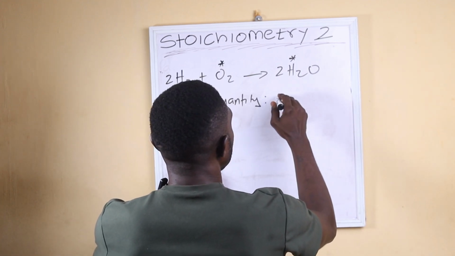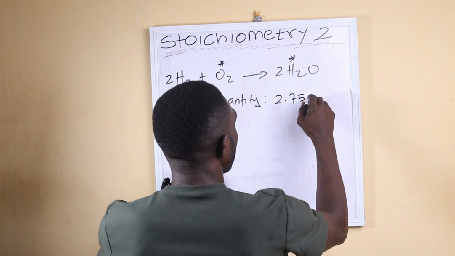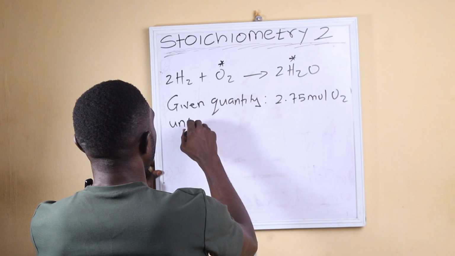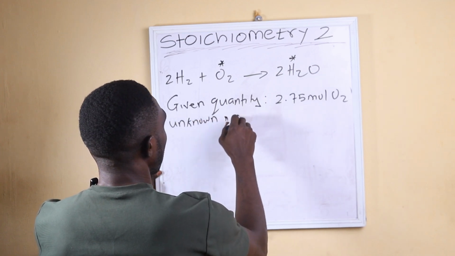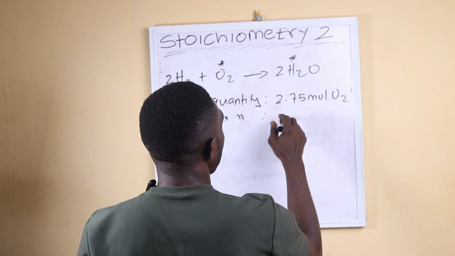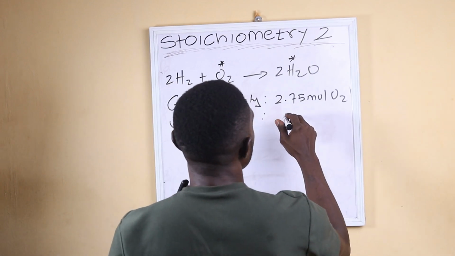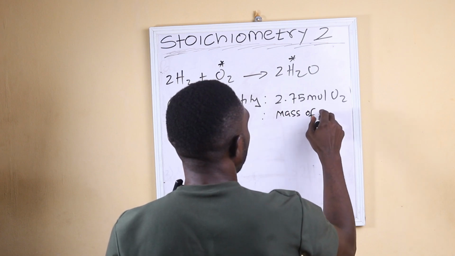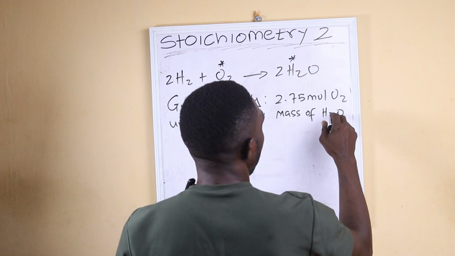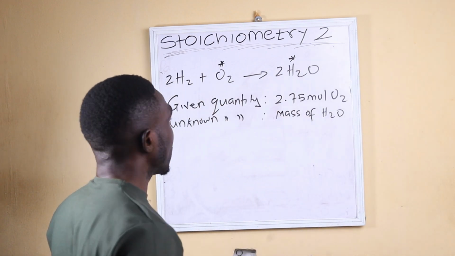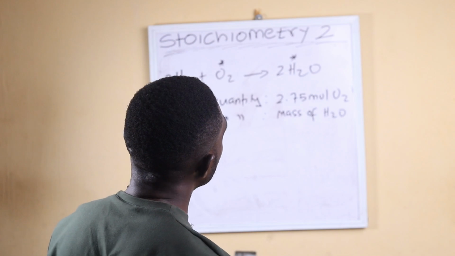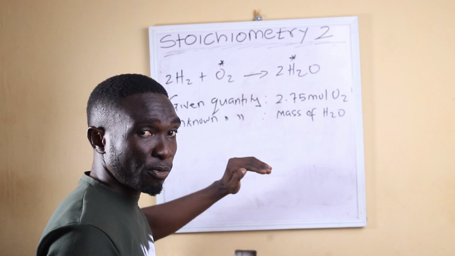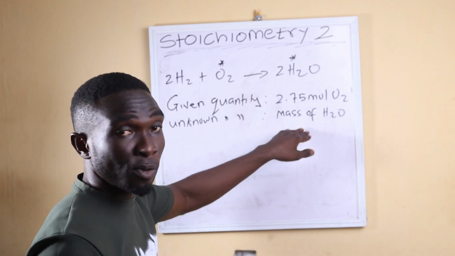We have 2.75 moles of oxygen, and the unknown quantity is the mass of water. We can say grams of water. So that is the unknown quantity here. So what do we do first? We can use the molar interpretation for our calculation first of all, after which you can now convert to mass.